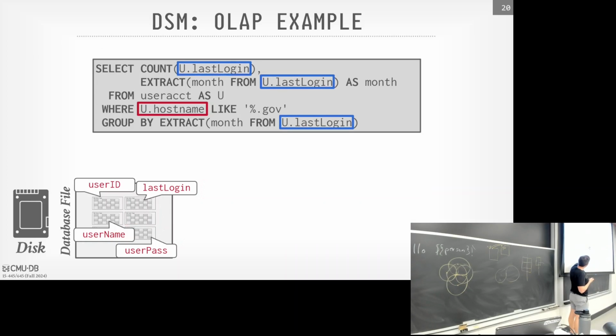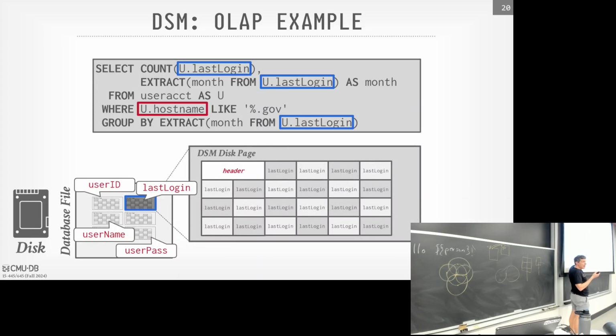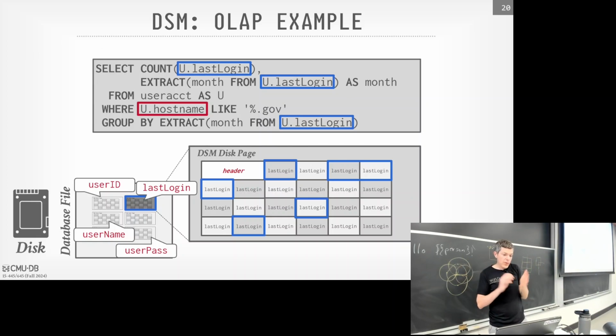Then when I want to evaluate the aggregation, I just bring in the last login page, because that's the only column I need. Now I know where the offsets were from that match on the host name, so I know those are the last logins I want to consider in my aggregation. In this simple example where there's only 6 pages in the database, I went from, in a row store, having to read all the pages to only having to read 2 of them, or a third of it.